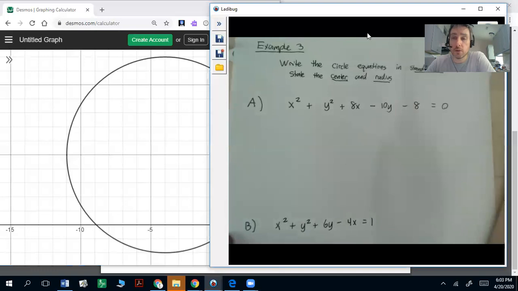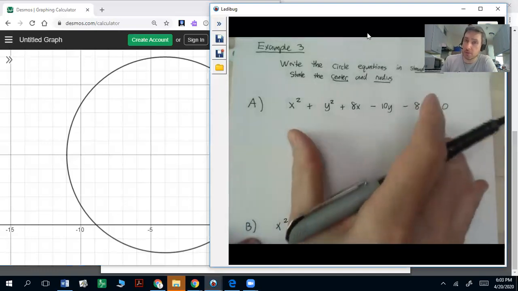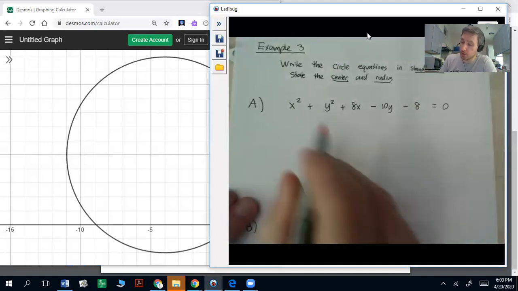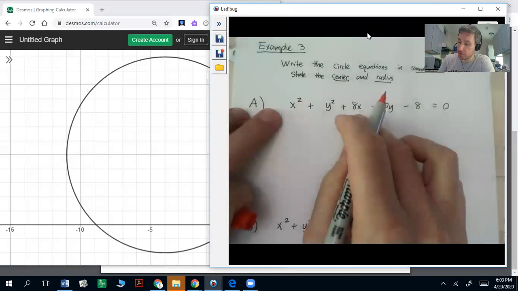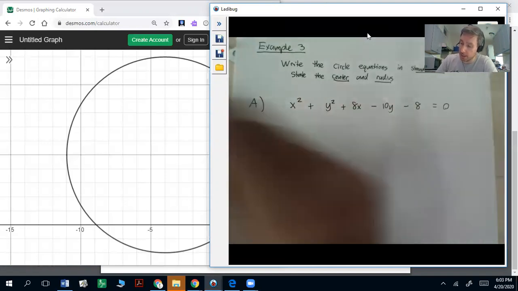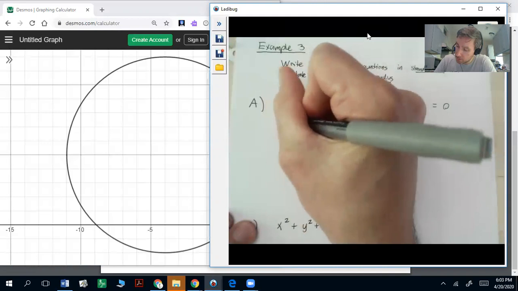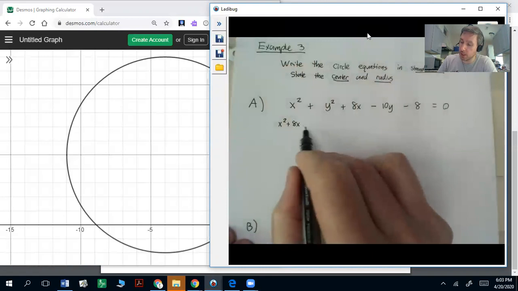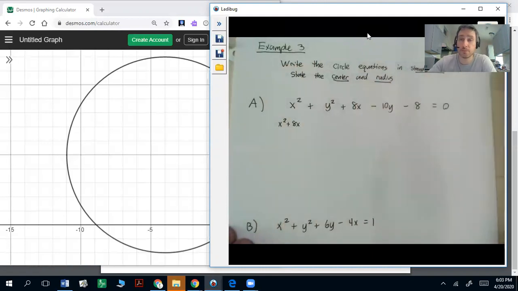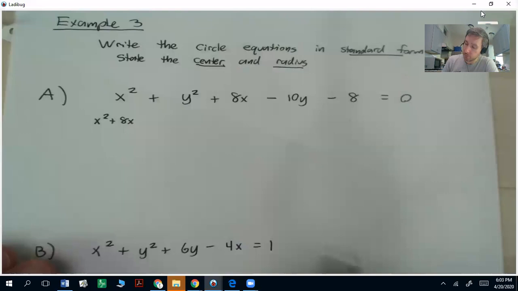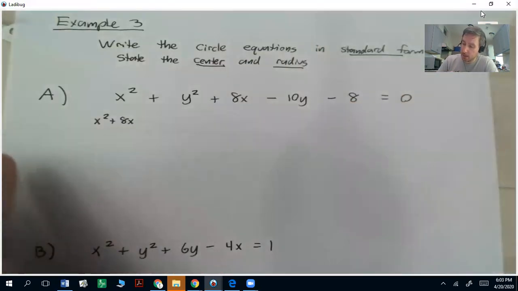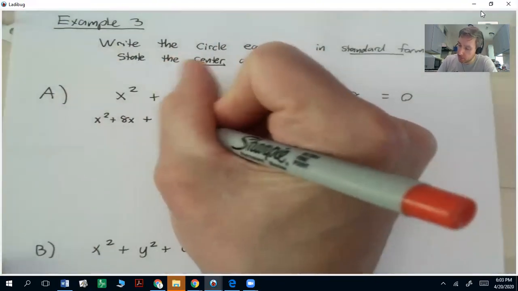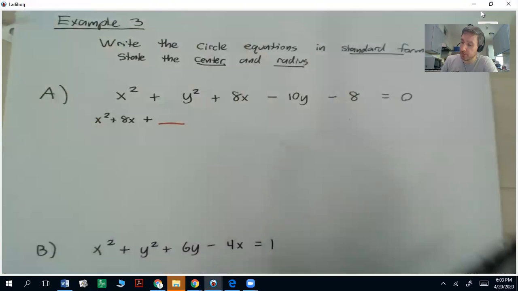But regardless of whether they're whole numbers or decimals, here's how you can get that information from the equation. What you do is you rearrange. Step 1 is to rearrange the x's together. So we want to write x squared plus 8x. And we want to leave a little space there, so we're going to put a number that's going to complete the square for that. So we'll put a blank following that 8x, and I'll put a line there so we know to go back and fill that in.